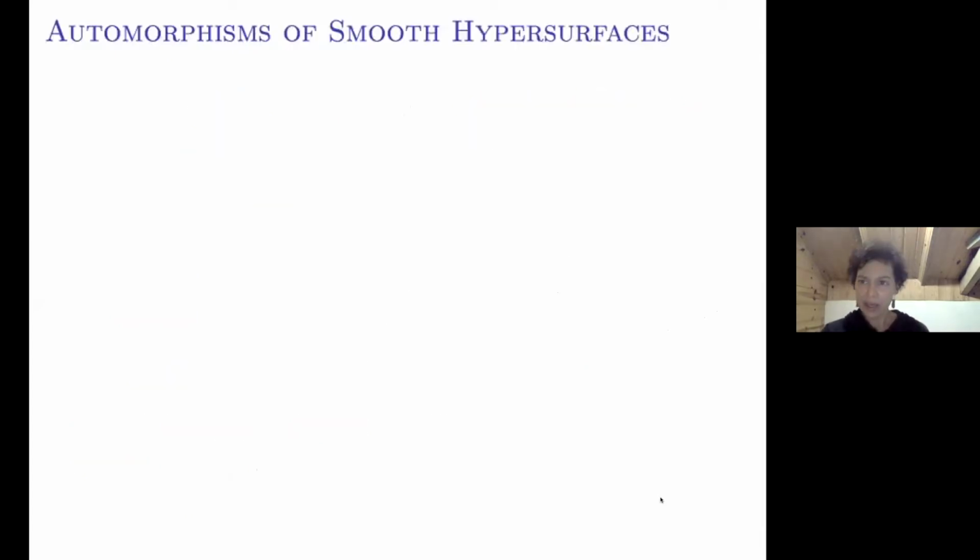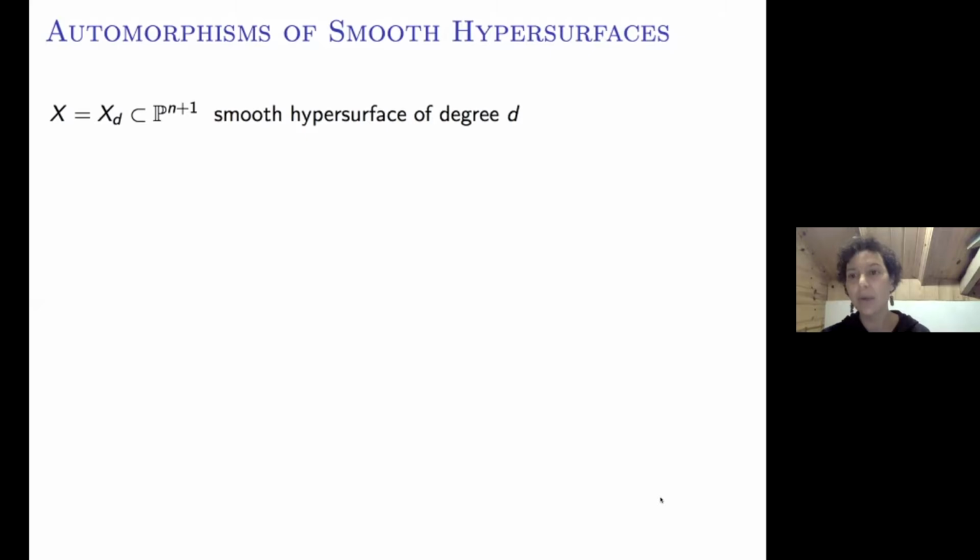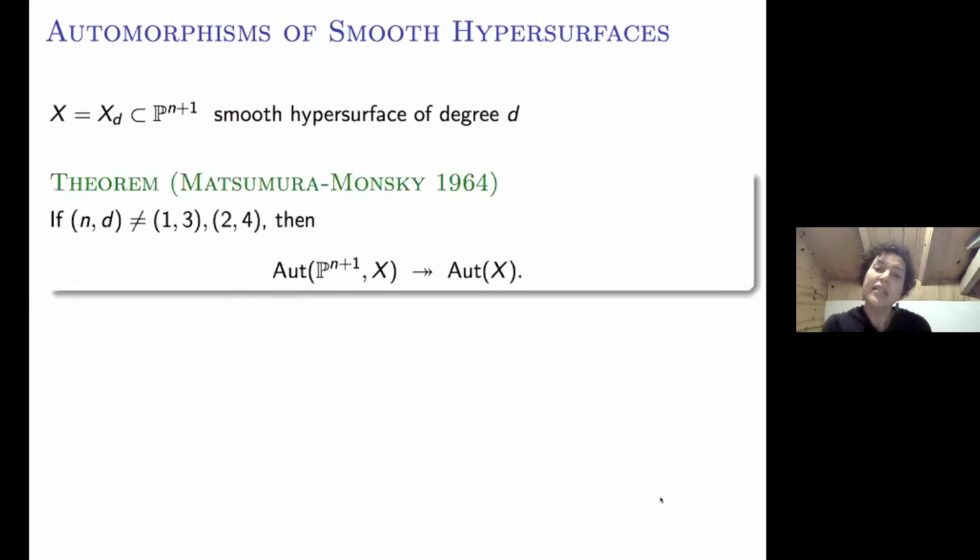So before I move to the next type of symmetry, let me discuss a very interesting problem in algebraic geometry, which is that of describing automorphisms of smooth hypersurfaces. By a smooth hypersurface of degree D, I just mean a projective surface in a projective space that is defined by a single equation of degree D. In this case, we have this very nice theorem by Matsumura and Monsky that says that the automorphism group of such a hypersurface is always induced by linear automorphisms of the ambient space, except in two cases.